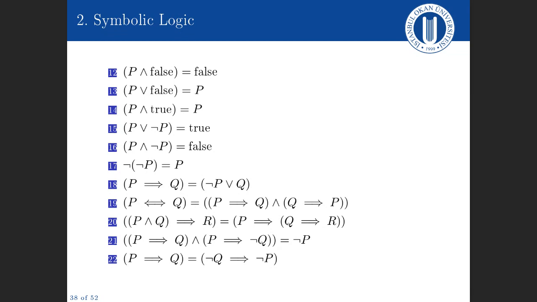21, P implies Q and P implies not Q. Is it possible that P implies Q and P implies not Q? Only if P is false. So in other words, only if not P is true. And finally, number 22, P implies Q is the same as its contrapositive, not Q implies not P. That's why a contrapositive is mathematically interesting.